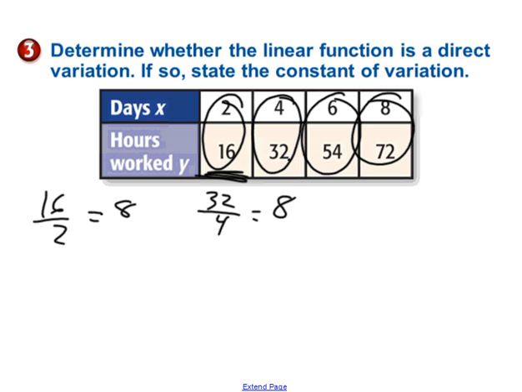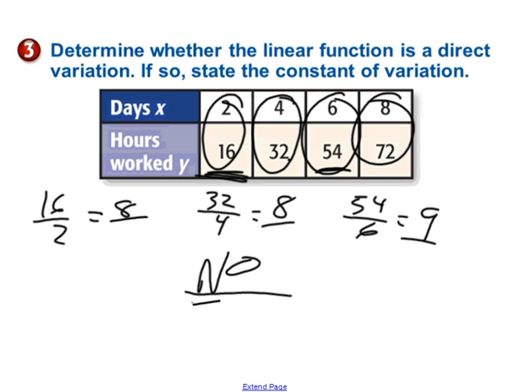So it's looking good. The next one would be 54 over 6. However, 54 divided by 6 is 9. So 9 is the ratio. I have a constant of variation 8, a constant of variation 8, and now a constant of variation 9, which cannot be. So this is no, it is not a direct variation.